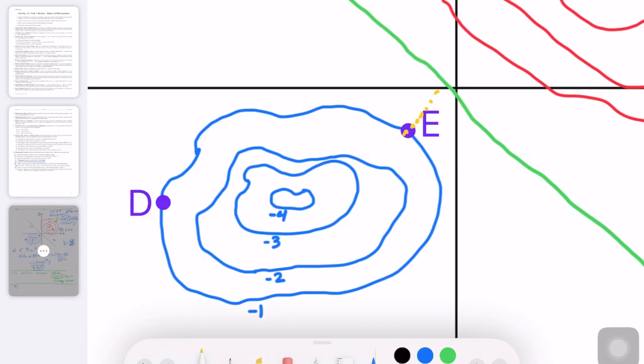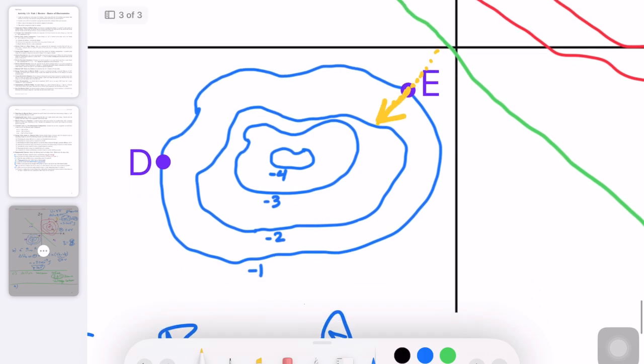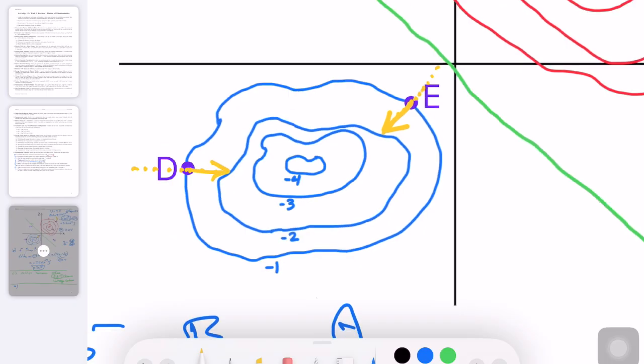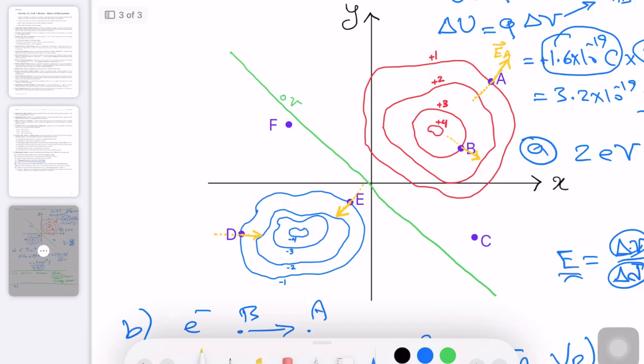But the electric field at point E has to be perpendicular to the contour, pointing towards lower potential. Now pay attention here, these contours are negative, so the electric field is actually pointing inwards here, because it's pointing from -1 to -2. How would we do it for point D? Perpendicular to the contour, pointing to lower potential. So you can see that the electric field is coming outwards on the positive sides and is going inwards on the negative side.